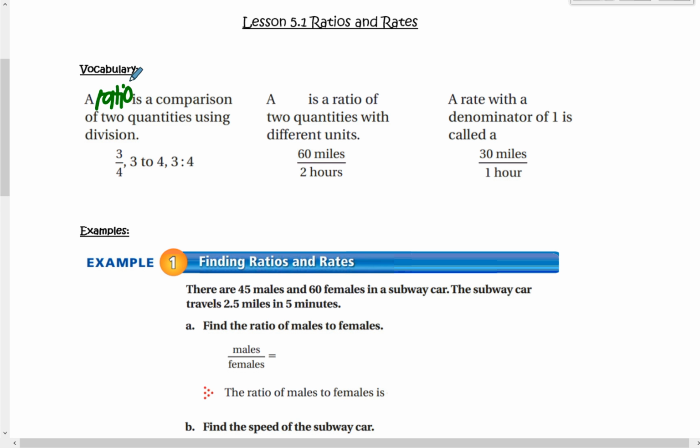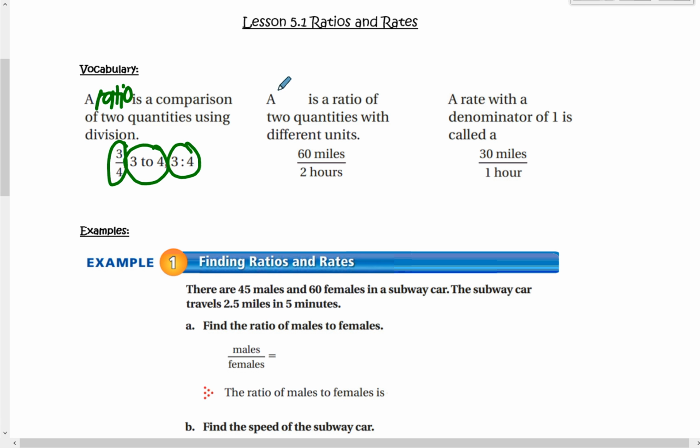A ratio is a comparison of two quantities using division. Okay, so we learned last year the 3 different ways to write a ratio: in fraction form, with the word to, and with a colon, which is those 2 dots. So we have 3 to 4, 3 over 4, 3 colon 4. Okay, 3 different ways we can do that.